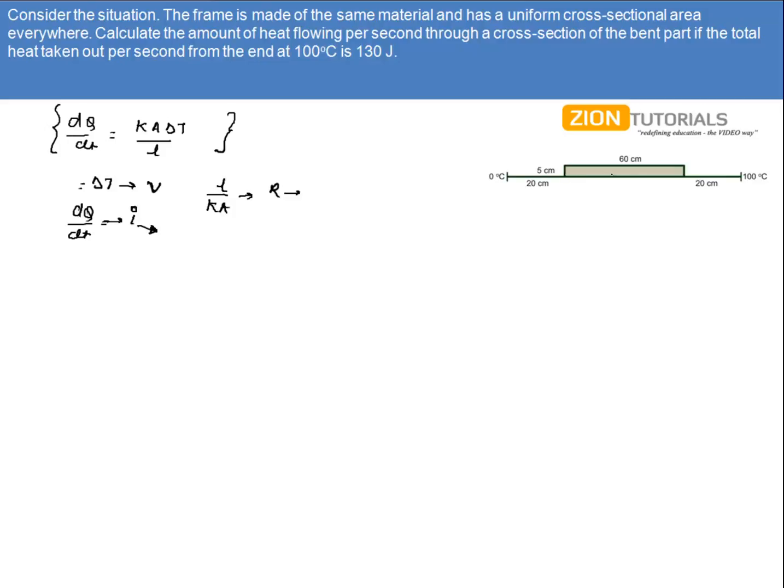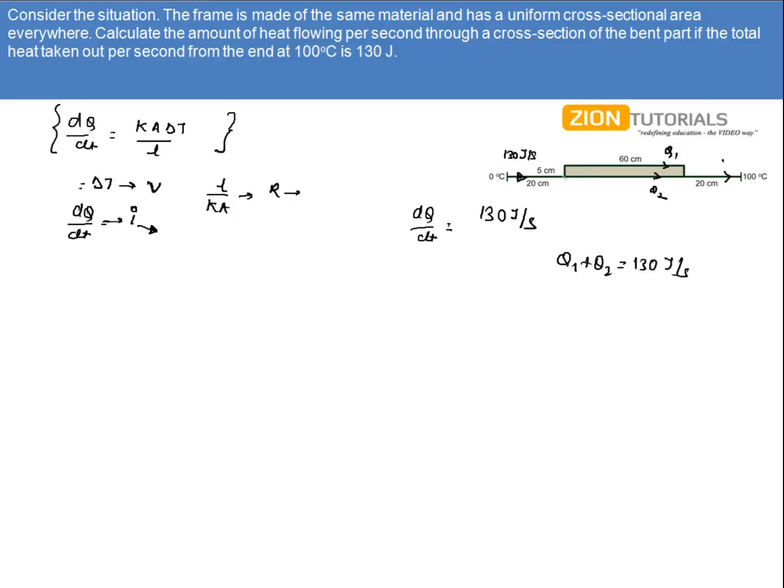I have a situation like this. Now it is given that heat taken out per second from the end at 100 degree is 130 joule. So the thermal current at 100 degree is given to me as 130 joules per second. Now similarly, if this is a thermal current going over here, some part will be coming from here, let's say Q1, some part will be coming from here, let's say Q2, and Q1 plus Q2 will be equal to 130 joules per second, and over here it will also be 130 joules per second, just like the current electricity.